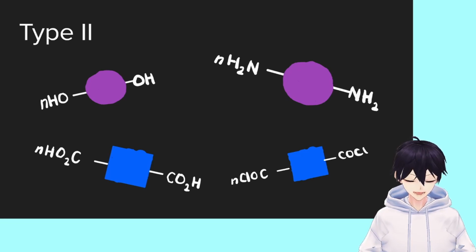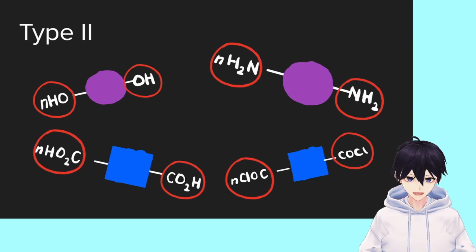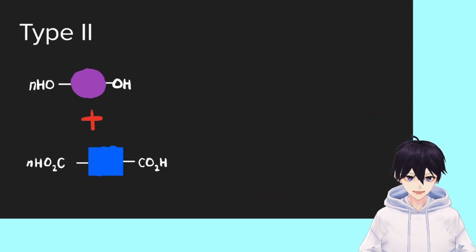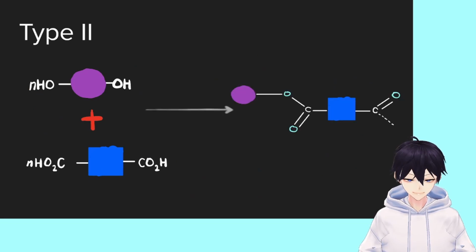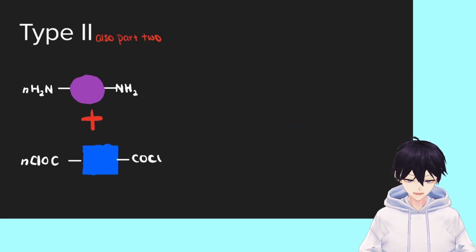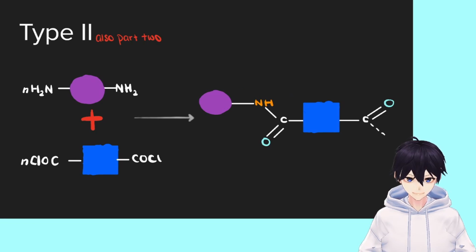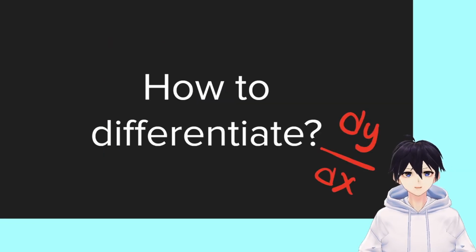The second type is when there are 2 different monomers, one of them containing 2 carboxylic acid or 2 acyl chloride groups, the other containing 2 alcohol groups or 2 amine groups. For example, a diol and a dicarboxylic acid becoming this polyester, and a diamine and a diacyl chloride becoming this polyamide. So, how do we differentiate the 2?